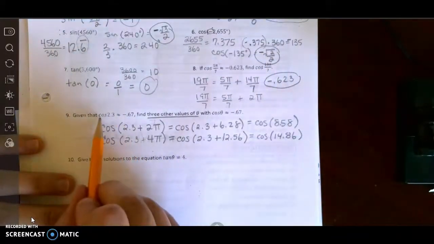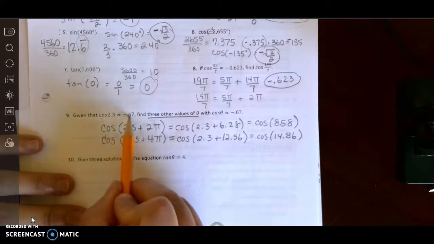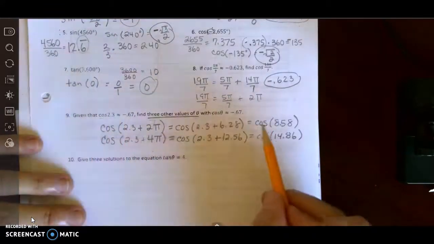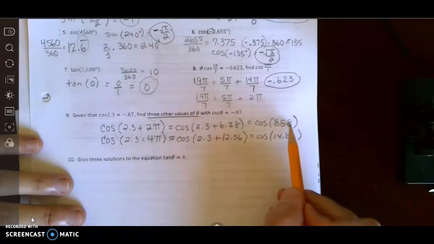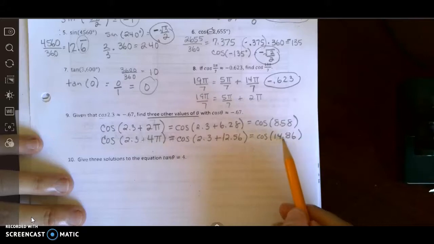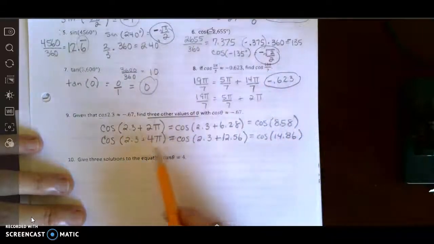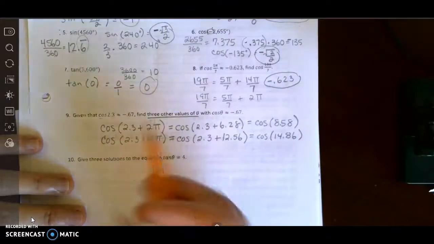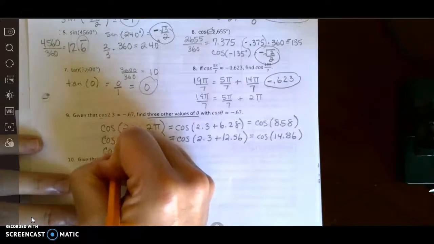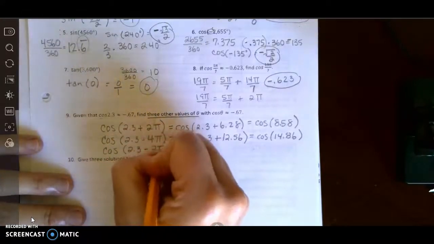So if you were to put in your calculator cosine of 2.3, you'll get negative 0.67. If you put in cosine of 8.58, you will also get negative 0.67. Cosine of 14.86, you get negative 0.67, because all we did was go around the circle once, go around the circle twice. This time, let's go around the circle the other direction and subtract 2 pi.